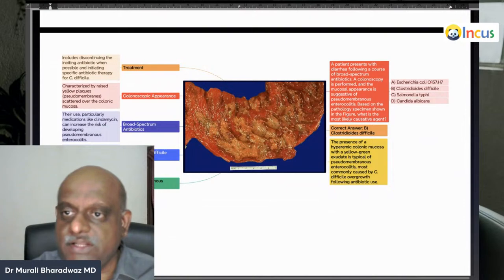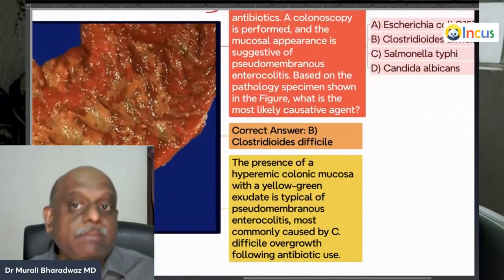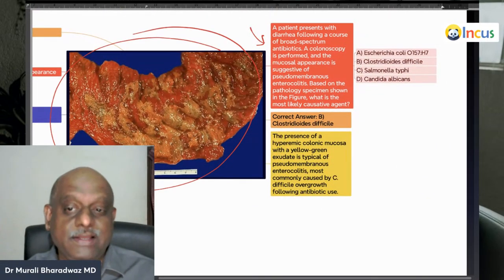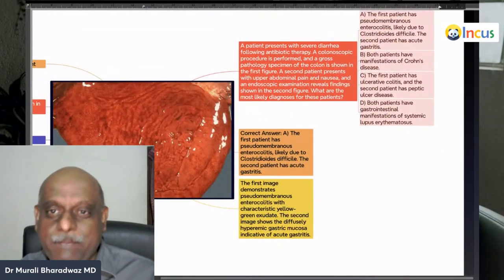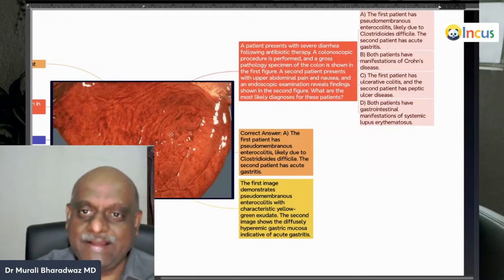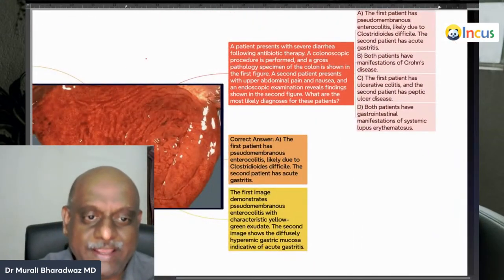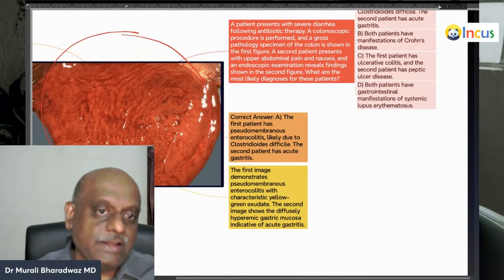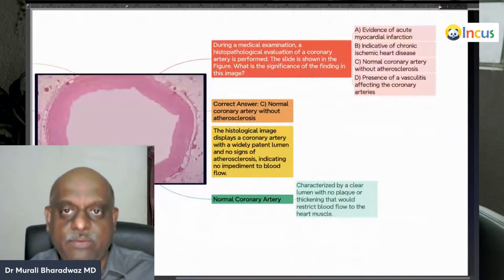Now, a patient presents with diarrhea. You have given broad-spectrum antibiotics, colonoscopy is done, and the mucosal appearance suggests pseudomembranous enterocolitis. So what is the organism, doctor? It is Clostridium difficile, which is what you need to remember. The patient has severe diarrhea with antibiotic therapy, a colonoscopic procedure is performed and you see the gross pathological specimen. What is the most likely diagnosis? Once more, after antibiotic therapy, the patient develops pseudomembranous enterocolitis, which is what you need to remember.